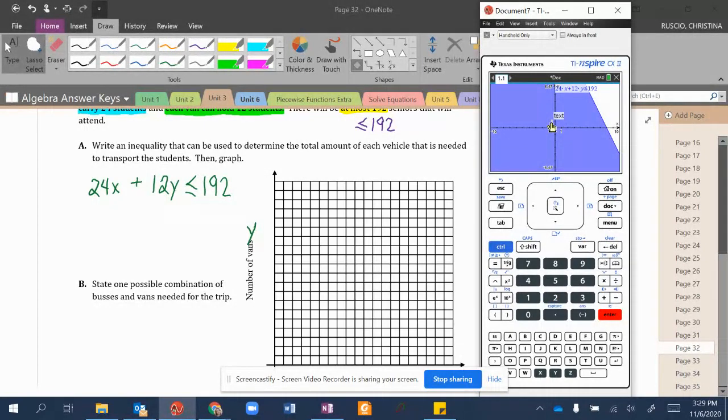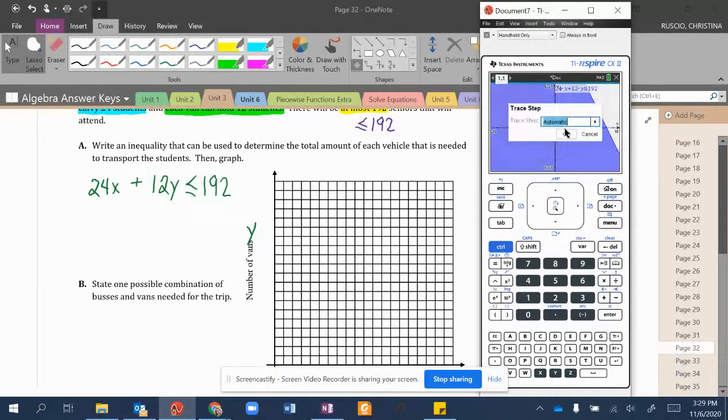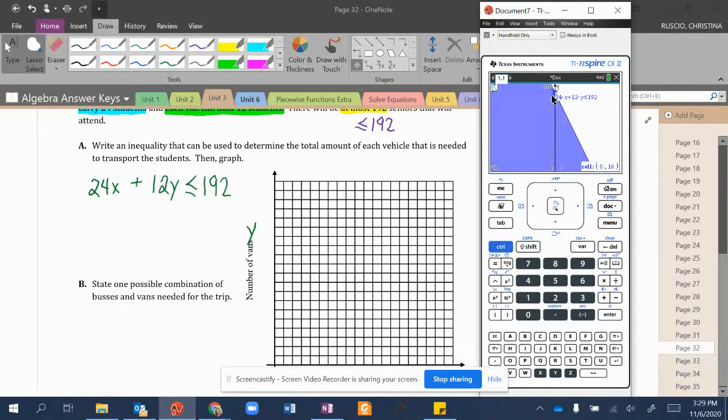Interesting. Well, here's the deal. I see my x-intercept, but I don't see my y-intercept. So I'm going to use my tracing tool. So menu, we've done this before. Trace step, I'm going to change it to 1 so I don't see any yucky decimals. Then I'm going to go menu, trace again, and do graph trace. And the cool part about this is it's immediately bringing me up to the point (0, 16).